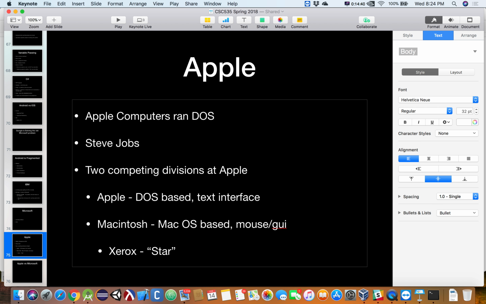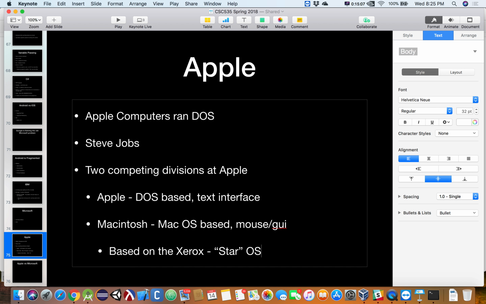So Mac OS, the Mac OS that came out with the Macintosh, was based on the Xerox Star OS. Came with a keyboard, came with a mouse, all that stuff. All right, so this was really our first personal computer that had a graphical user interface that people could use with a mouse. That was the whole new thing.